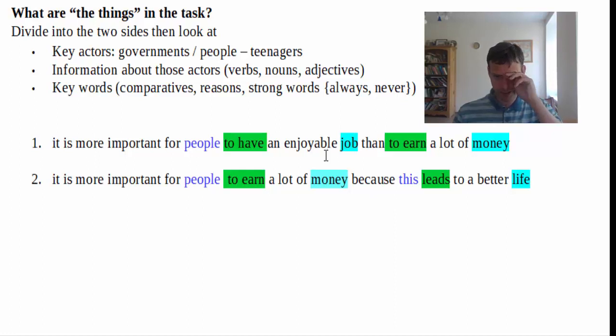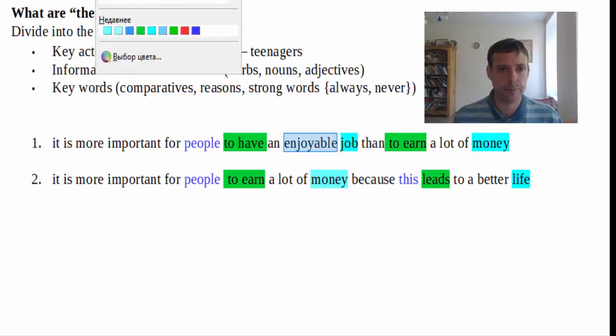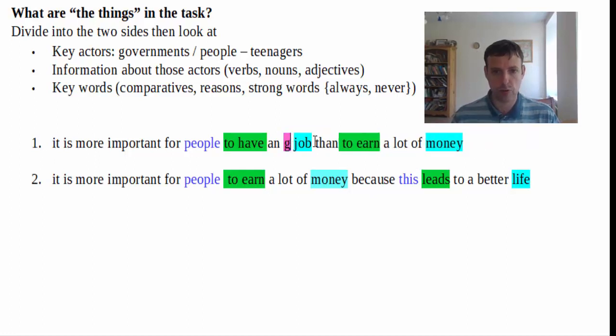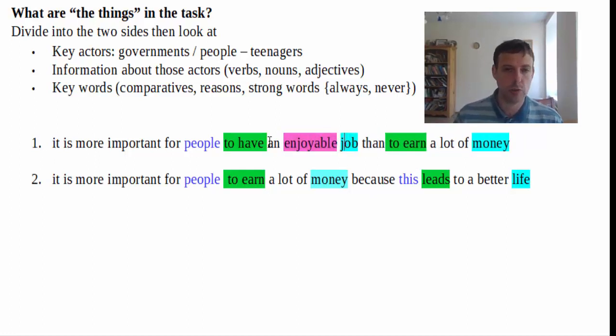Okay, so we've got there the main things. People have an enjoyable job, they earn money, and earning money leads to a better life. Always pay attention to adjectives, they're very important. So I'll put that in pink. Enjoyable job. It doesn't say a good job, they're already two different parts. Good job and enjoyable job are different. So when you talk, you have to talk about enjoyable jobs. What's an example of an enjoyable job?